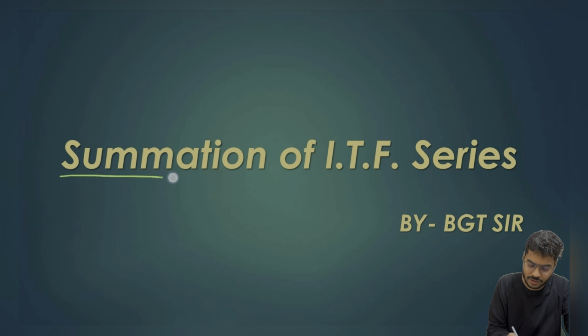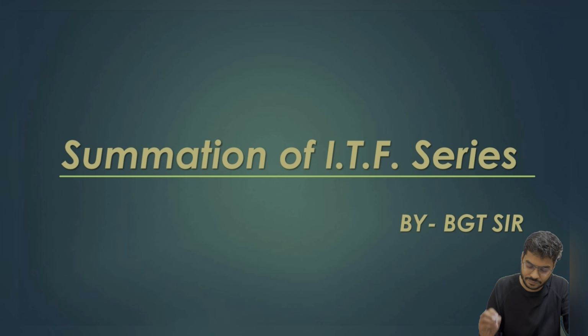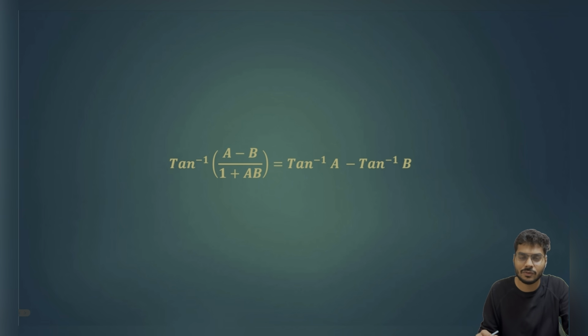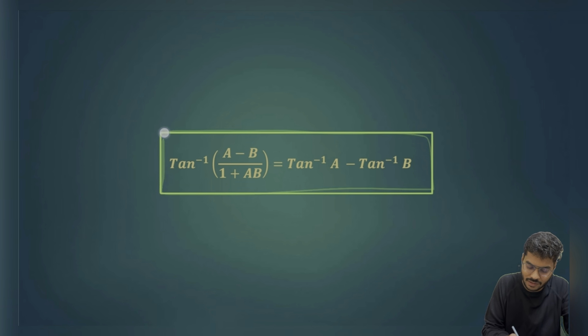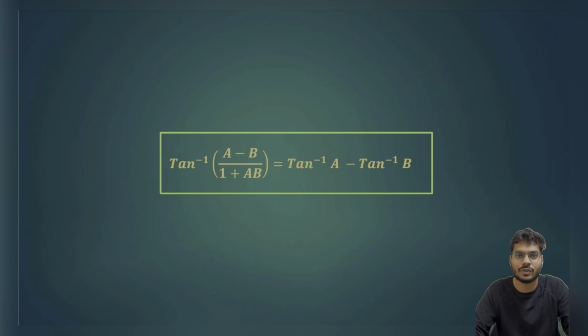Summation of inverse trigonometric series. So what are the formulas associated with this series as well as the questions? There is only one formula related to this that we will use in all the cases. That is tan inverse (A minus B upon 1 plus AB) is nothing but tan inverse A minus tan inverse B. Basically one term will be given and I have to convert this term into a difference, that is known as the method of difference.